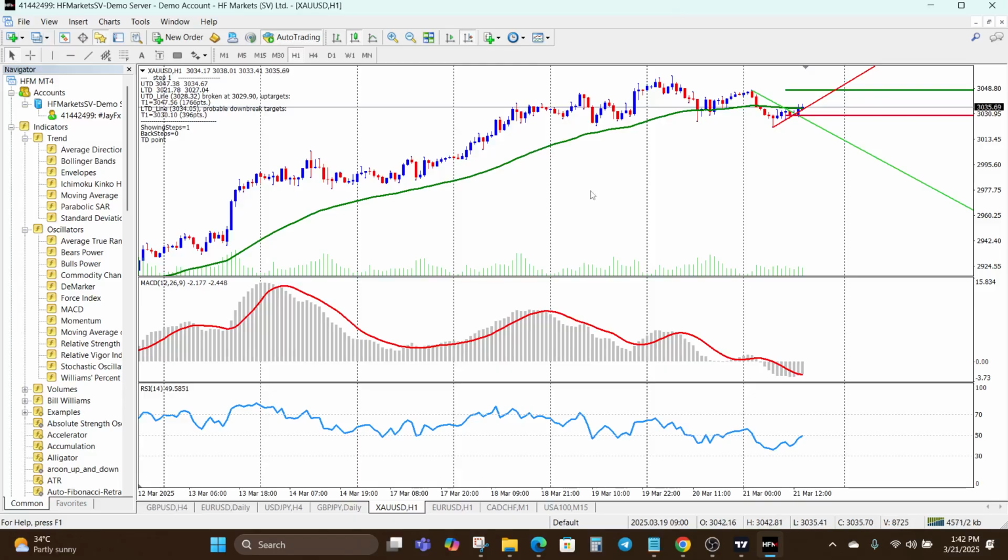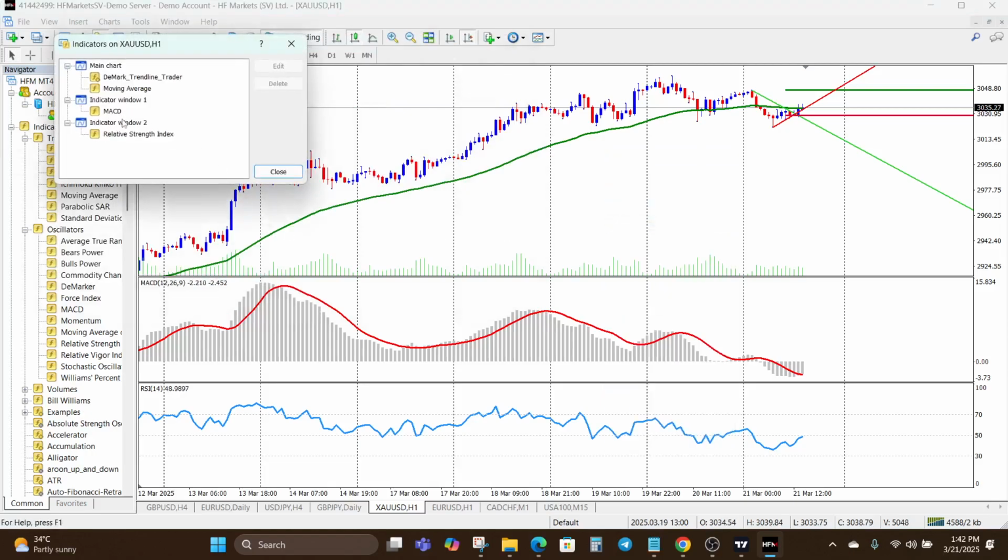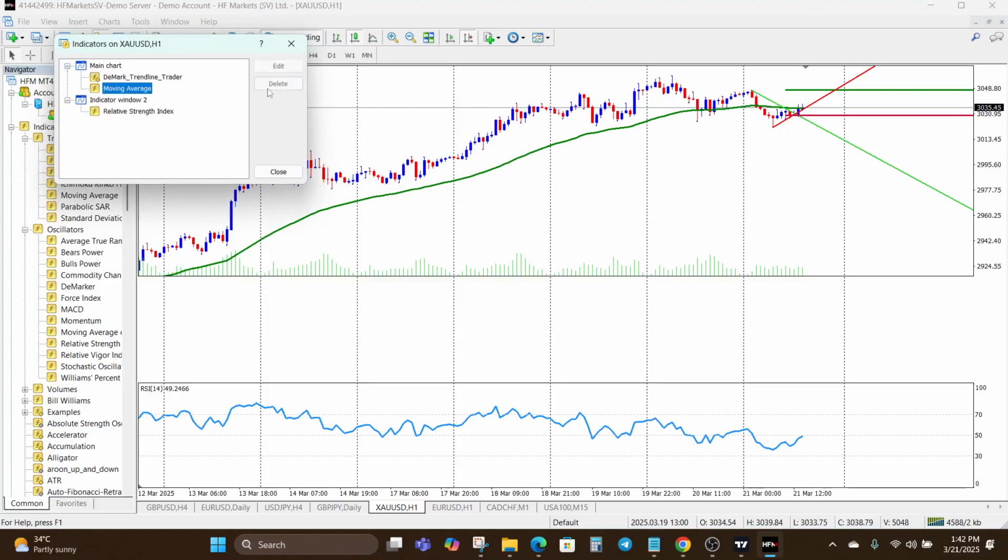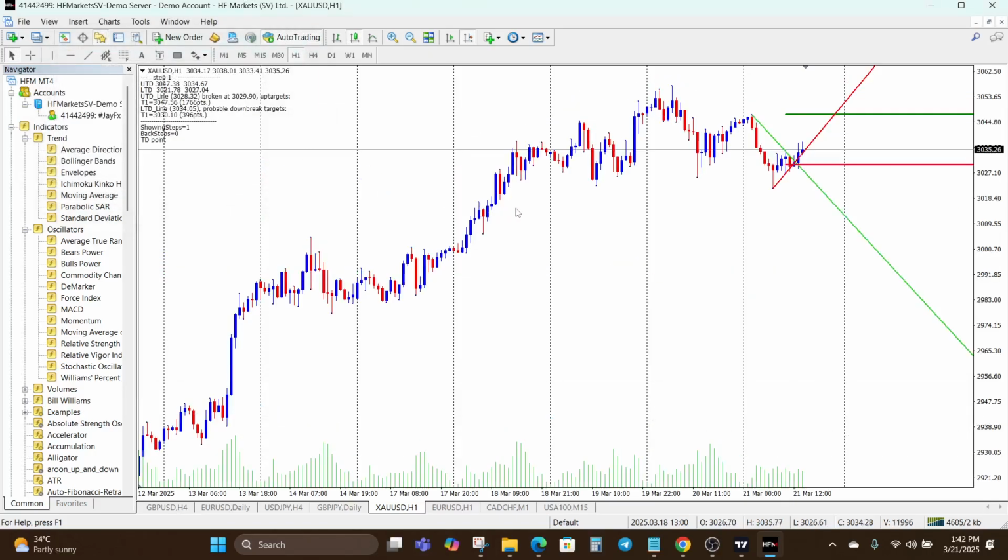So basically the DeMark Trendline Trader Indicator is quite an effective indicator that you can use for your trading. It doesn't matter what kind of trader you are, whether you are a scalper, day trader, or swing trader, you can add this indicator to your trading toolkit in order to improve your trend line analysis, to spot breakout zones and trade with more confidence.